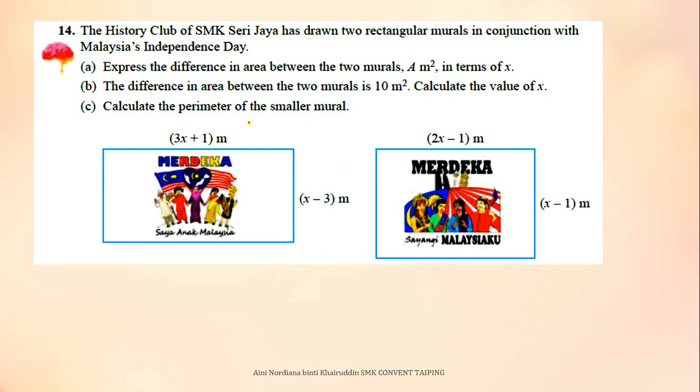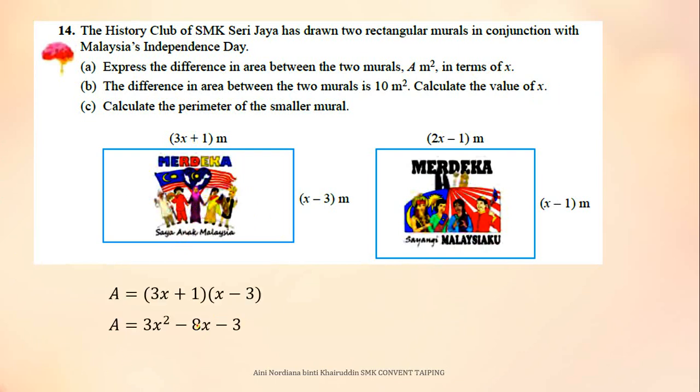So question number 14. The Historic Club of SMK Srijaya has drawn two rectangular murals in conjunction with Malaysia's Independence Day. Express the difference in area between the two murals in terms of x. So first find the area of this mural first.